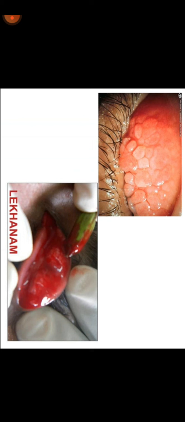Otherwise, this cobblestone appearance will not go into a smooth surface. That means the ultimate aim of our Lekhana Karma is the Samam Nakhanibam. Just like the nail bud, we have to make that much smoothness to the tarsal conjunctiva. So make that surface very smooth so that it will not irritate the cornea, and the patient will be free of watering and photophobia. So start with the Lekhana.